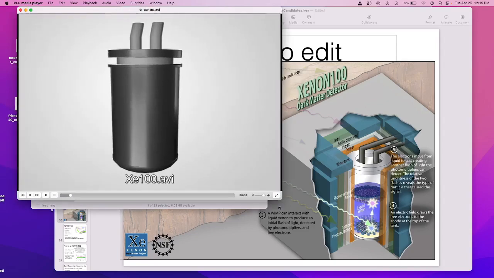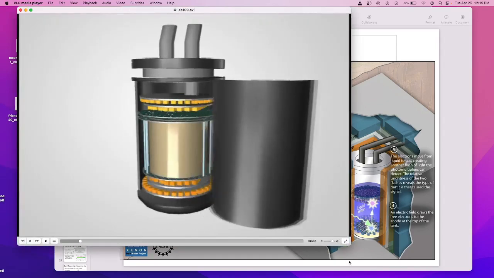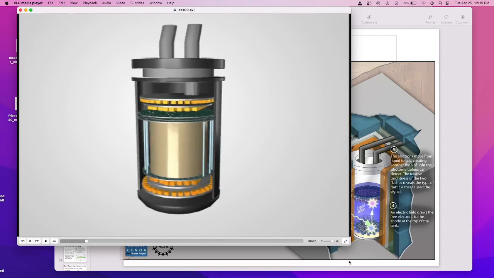So here's a zoom in of the detector. And then they cut it away. So what's in here? Let's hit pause for a second. So I have a strong electric field going up.